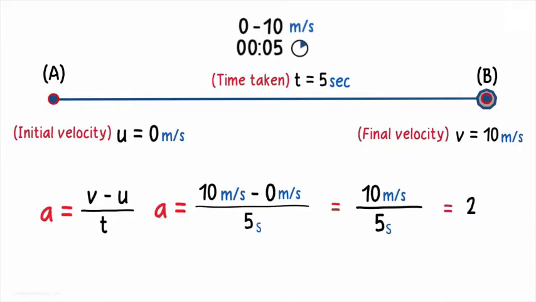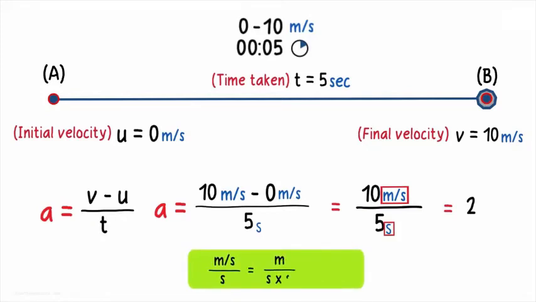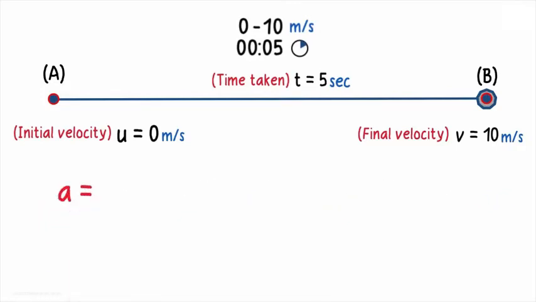Wait, hold on. What will be the units of acceleration? We should get a hint by looking at this. The units of acceleration will be meters per second, because it's the change in velocity over the time taken. As this is meters per second, we can carry this second to the denominator and what we will get is meters per second squared. This one is more intuitive, but this one is a bit neater, I would say. So the acceleration in this case will be 2 meters per second squared.